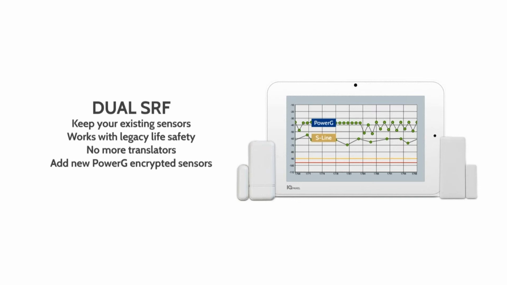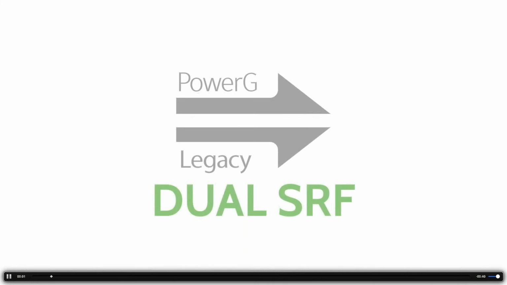That means no more costs associated with translators. That means no more drawbacks associated with translators. And that means no more hassle with trying to program a translator. So some nice benefits there to the dual SRF. And of course, like I mentioned a moment ago, you can add new PowerG encrypted sensors. Let me show you the quick video that we have about this, and then we will get to questions.